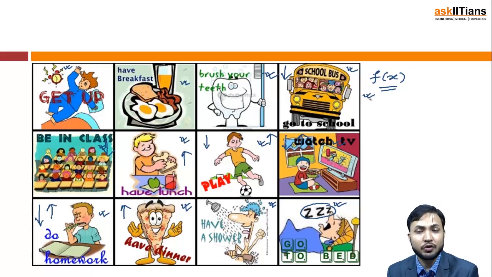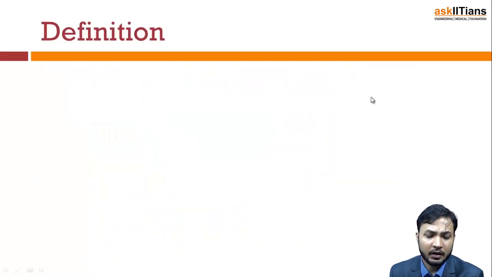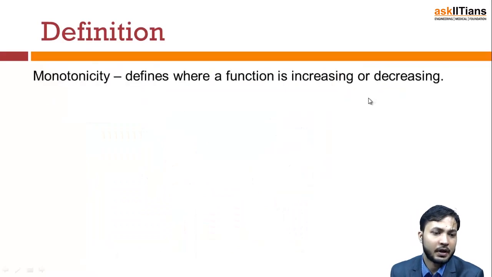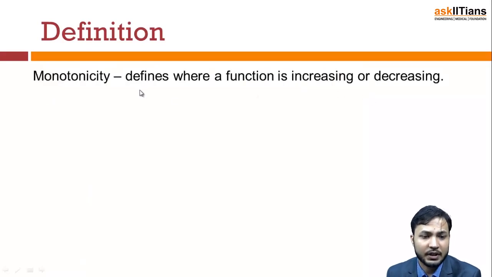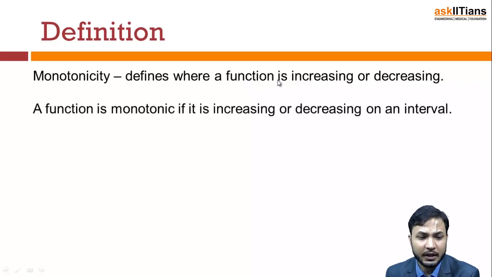Now let's look at how we define monotonicity. Monotonicity is defined when a function is either increasing or decreasing, right? Like we saw in our daily activity, the time duration increases or decreases. Similarly, the function may increase or decrease. A function is monotonic if it is increasing or decreasing on an interval.